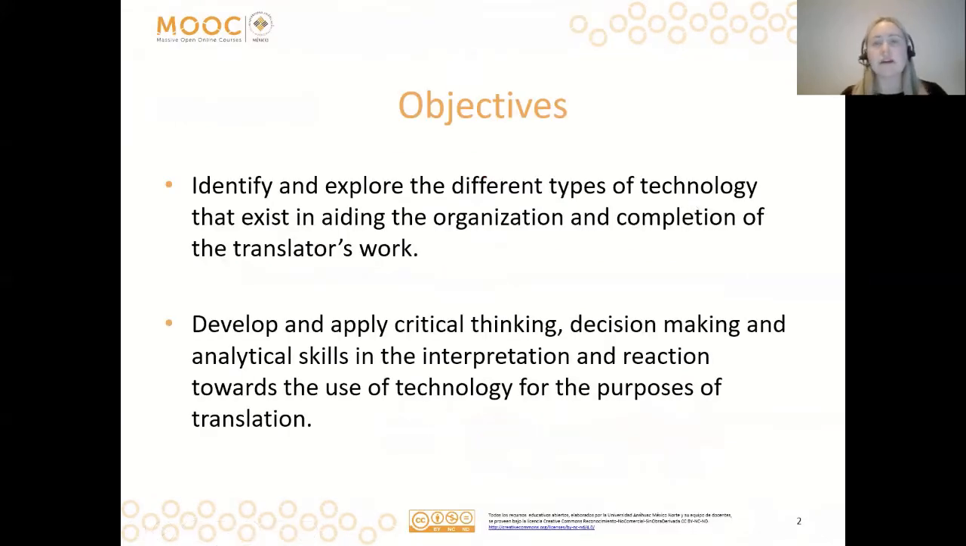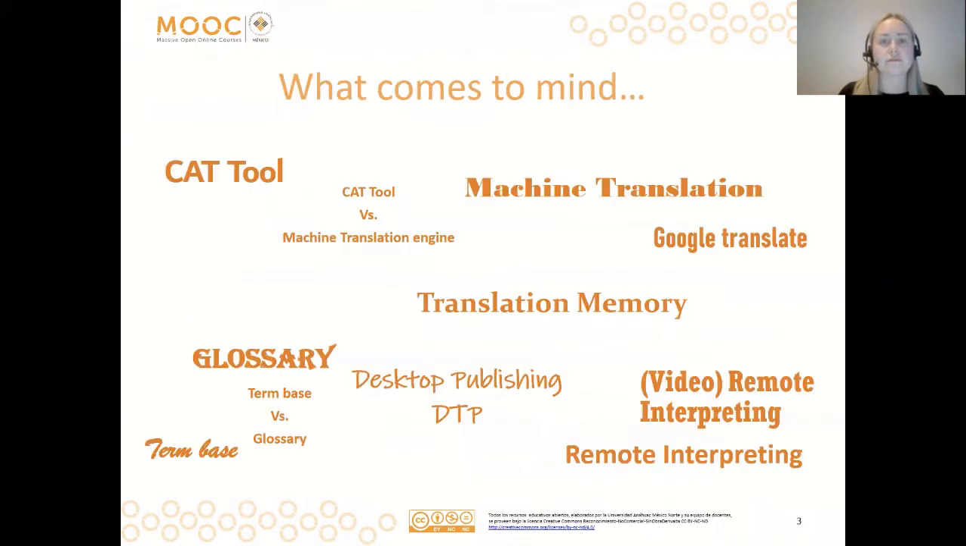The objectives of this session are as follows: to identify and explore the different types of technology that exist, which aid in the organization and the completion of a translator's work, and also how to develop and apply critical thinking, decision-making, and analytical skills in the interpretation and reaction towards the use of technologies for the purposes of translation. So we'll be going through these two topics today in this session.